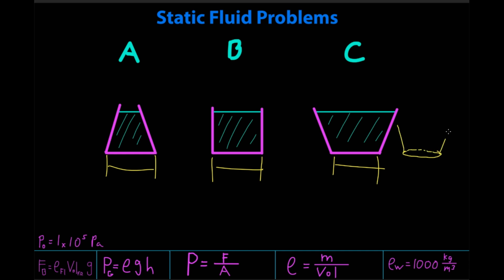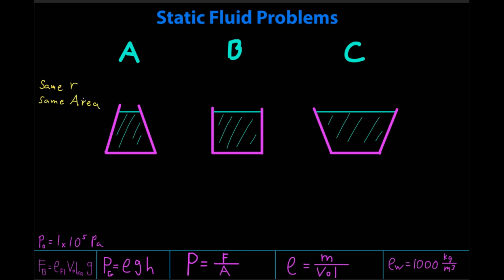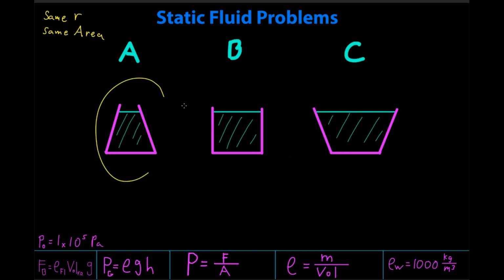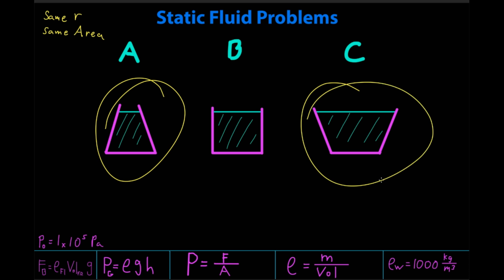So if I was to sketch this one, it would look kind of like this, but it's easier to take a look at from the side. The base of each glass has the same radius, and therefore they also have the same area. However, they have very different shapes. Due to their shapes, you can see A has less water and C has more water.